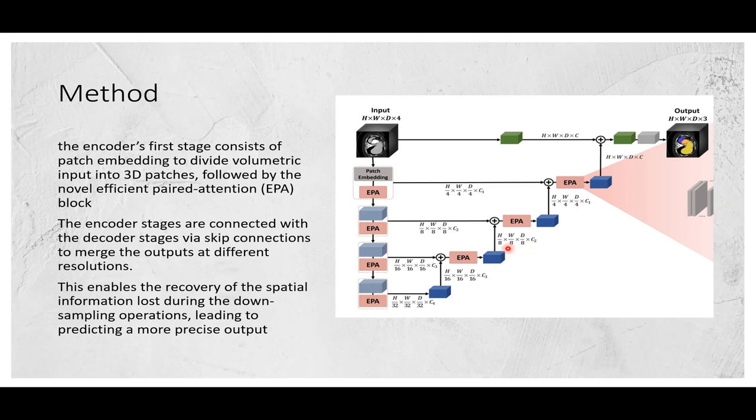precise output. Instead of using a fixed feature resolution throughout the encoders, our UNETR++ employs a hierarchical design where the resolution of the feature is gradually decreased by a factor of 2 in each stage.